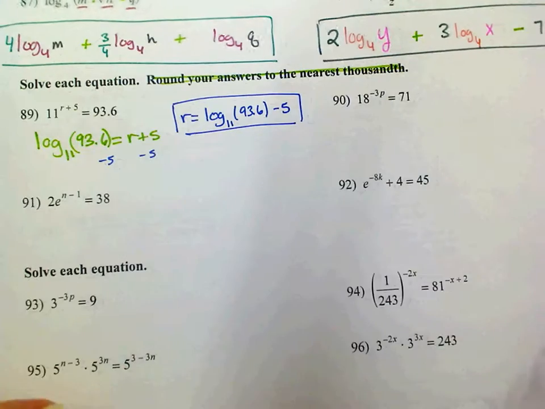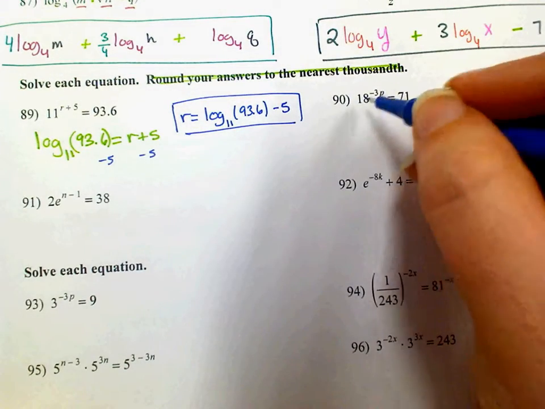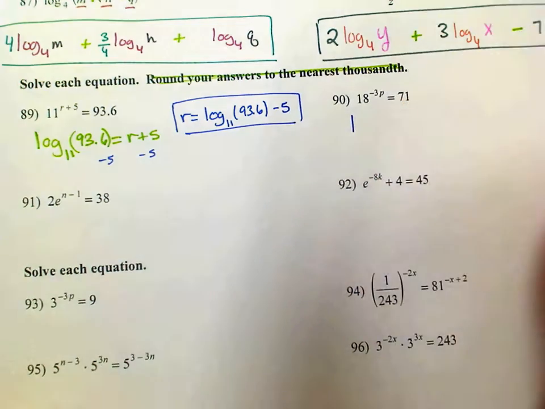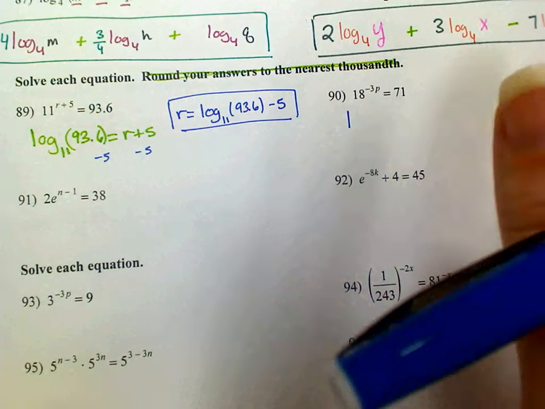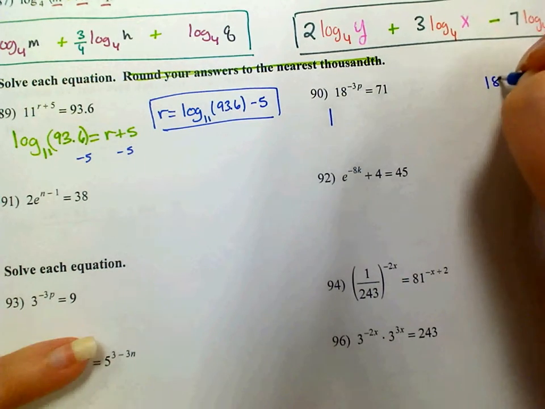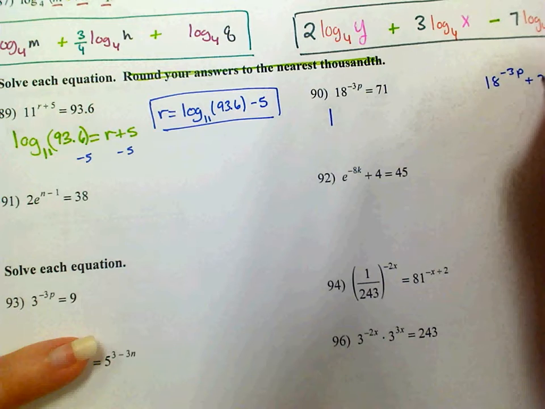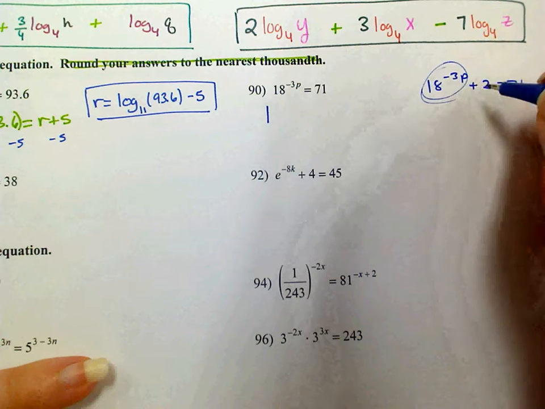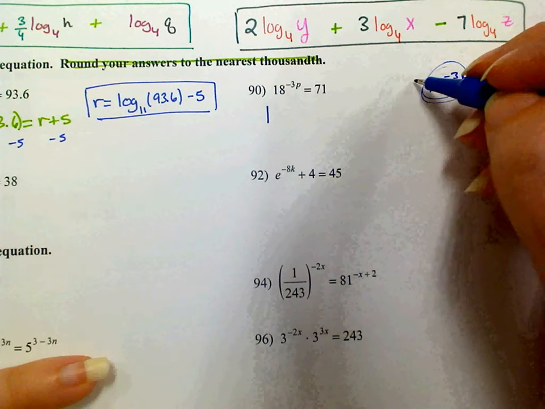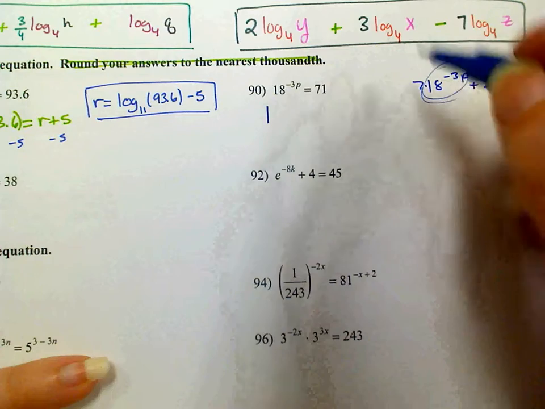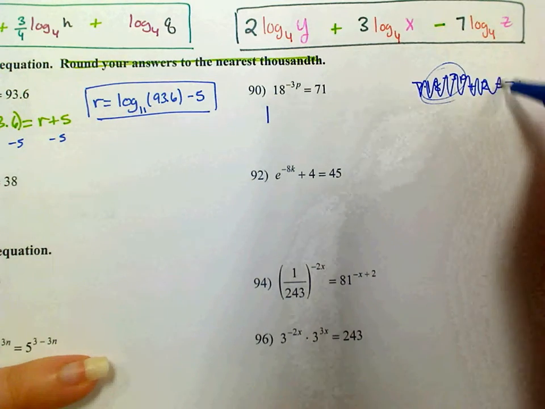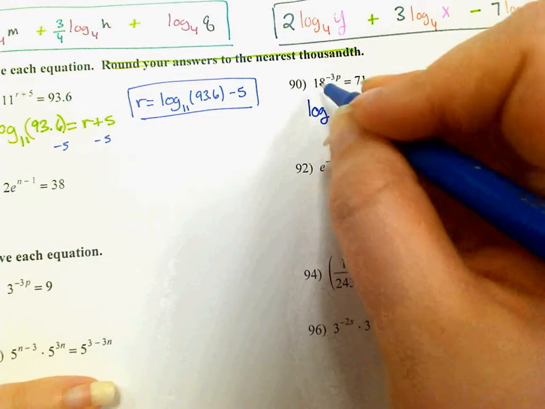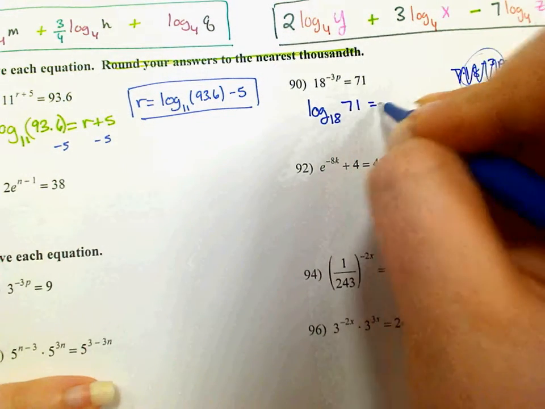For this one, I've got an exponential equal to a number, so again I convert. What if I had 18 to the negative 3p plus 2 equals 71? You need to get the exponent alone first, like get this exponential term alone, so you'd have to subtract 2 first. If you had a 7 in the front, you'd have to divide by that 7 before you could convert to log. But as soon as you have an exponential expression equal to a number, convert to a logarithm. So log base 18 of 71 equals negative 3p.